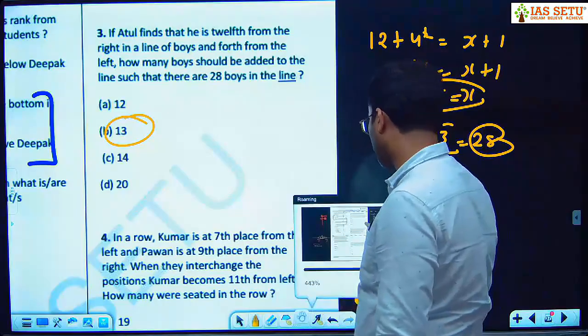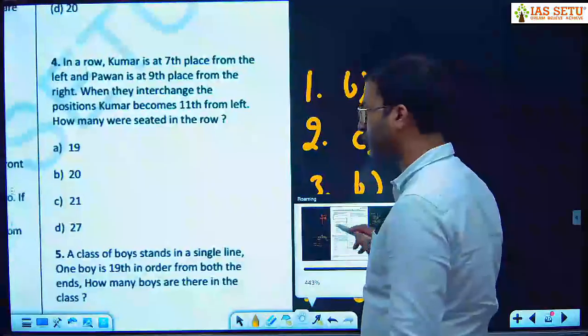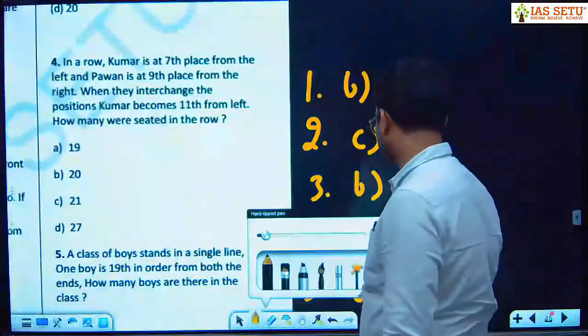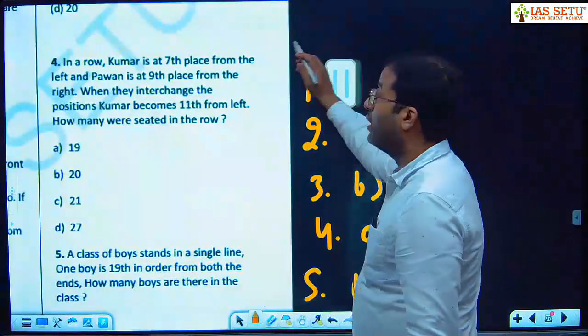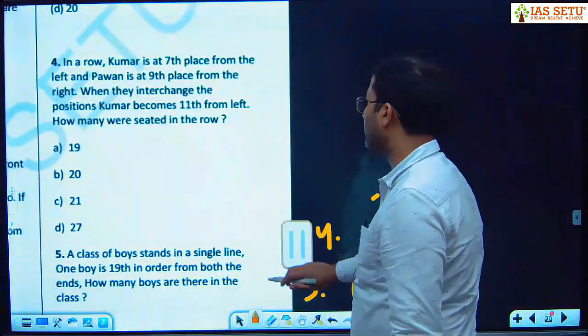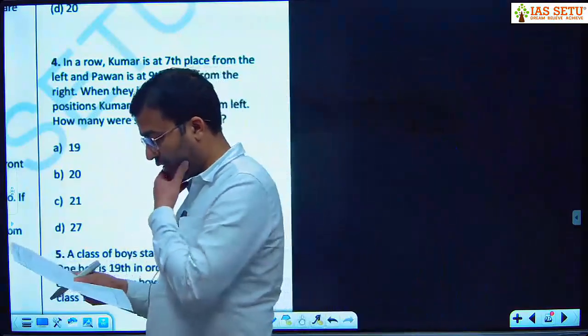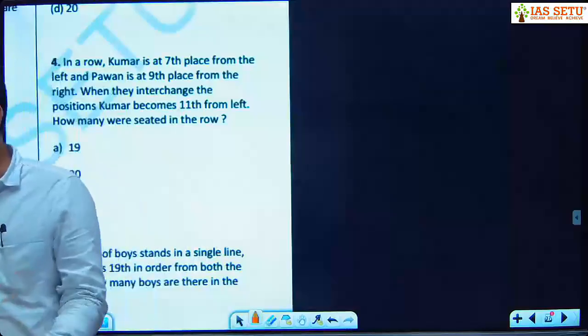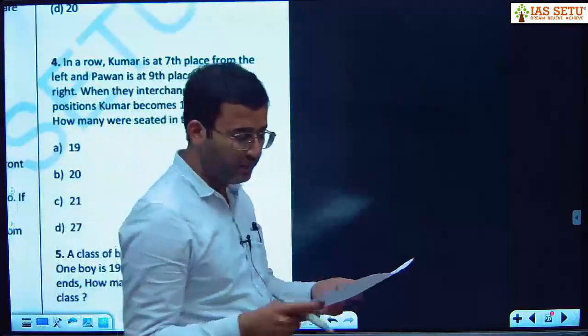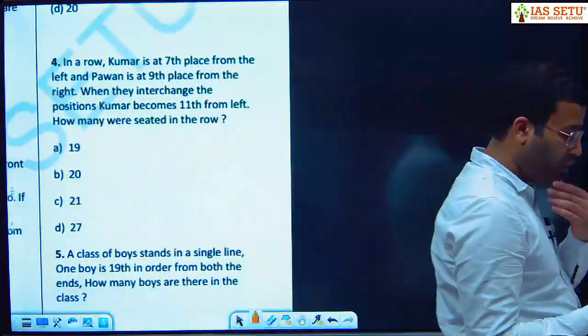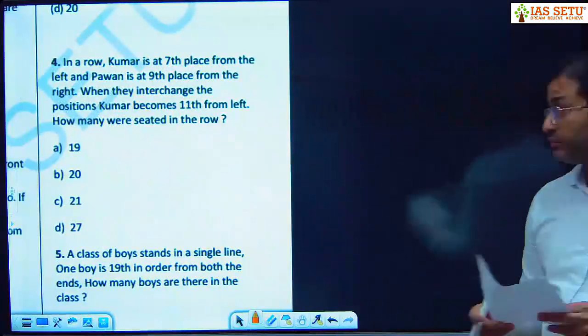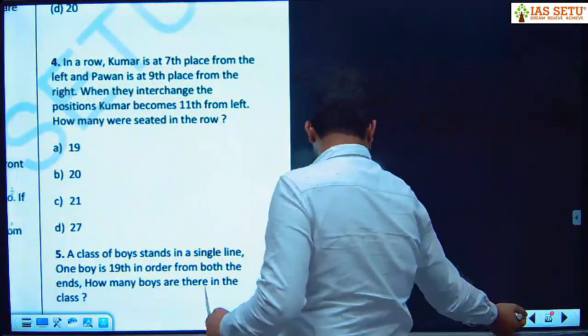Okay, fine. If you have a doubt in question number 4, that is okay, because this type of question we have not discussed yet. In a row, Kumar is 7th place from the left, Pawan is 9th place from the right. When they interchange their position, Kumar becomes 11th from the left. How many were seated in the row? I will tell you how to handle this question.